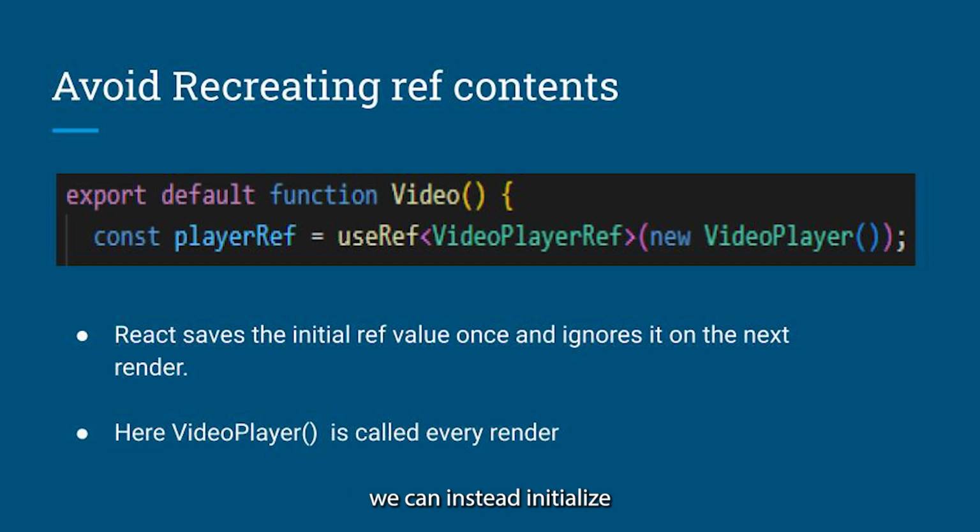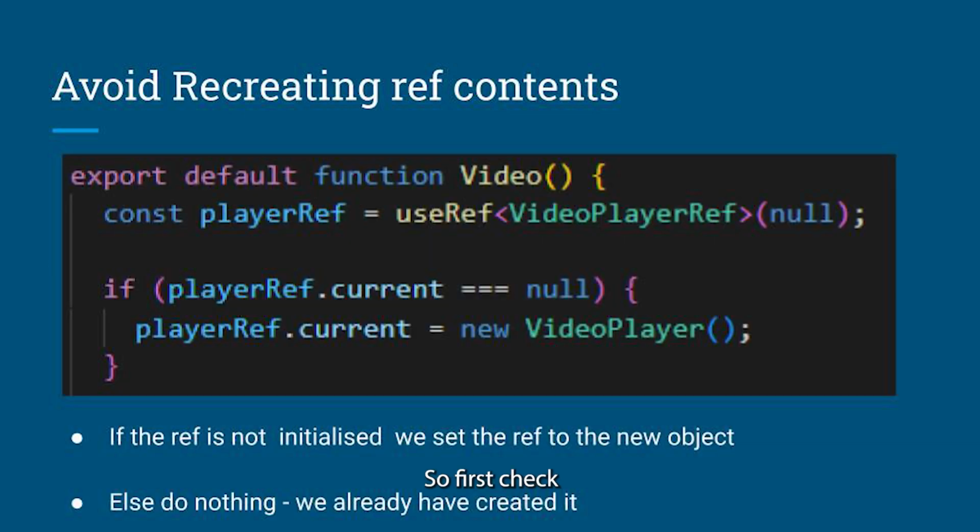So to solve this, we can instead initialize the ref like this. First check if the ref is already initialized. If it is not, then we set the ref to the new object. Else we don't need to do anything, as the ref has already been set and there is no need to recreate a new object. So this just saves us from recreating that object every render.